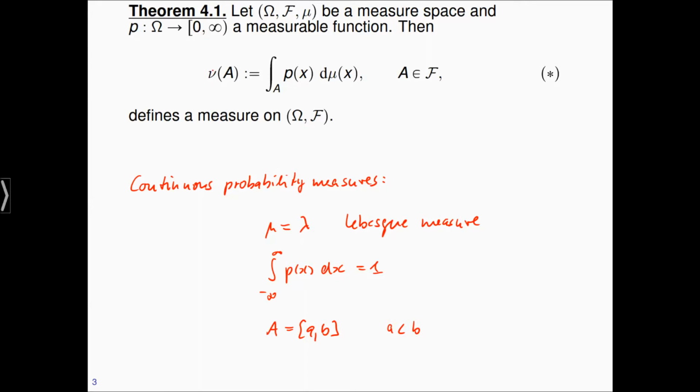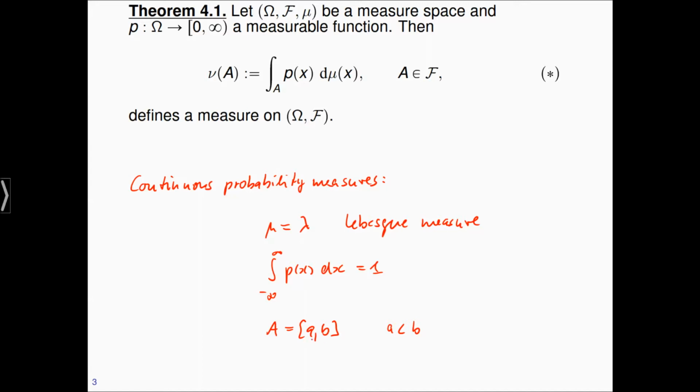In this theorem 4.1, we do not need that. We just state that the new thing is a measure, and in this continuous probability measure setup, we want the new measure to be a probability measure. Furthermore, you've seen this property, we called it a property there, for intervals from A to B. Here we demand this to be correct for all measurable sets.